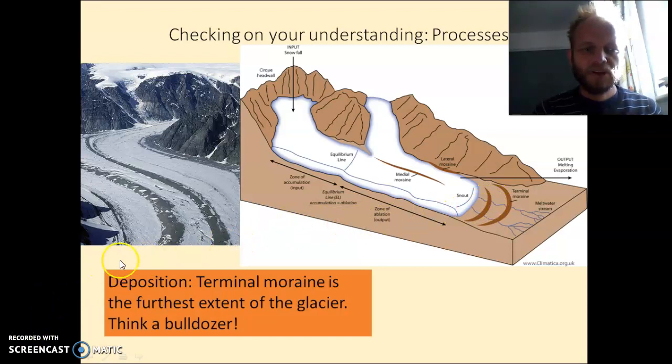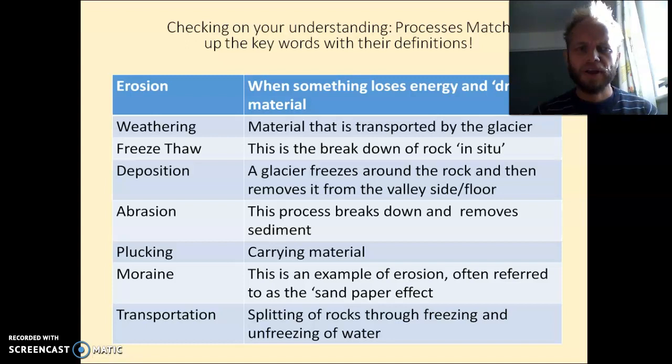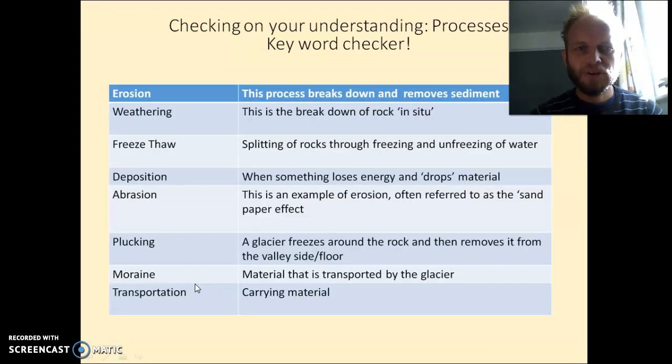So what I want you guys to do now is to think about just checking on your understanding of these processes. So you have an example here of your keywords, so processes, and they're mixed up, and definitions on the other side. And what I want you guys to do is just spend a bit of time matching up the keywords here with the definitions on the right hand side. So have a go, and then you'll be able to check your answers in a minute. Well done. So hopefully you got most of those. Double check your answers now, pause the video, and make sure you're on top of your keywords and processes.